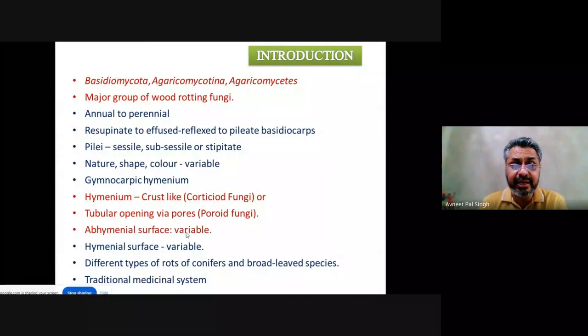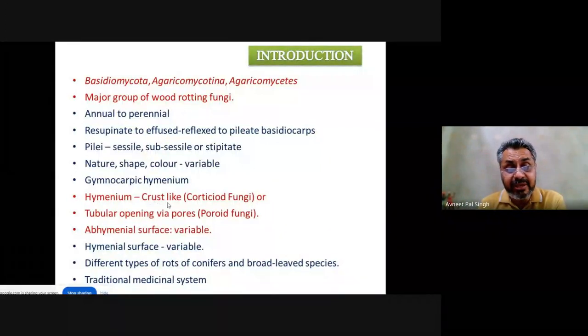There is one unique character which we need to mention over here, that is with reference to the fertile layer. In case of fungi, the layer which produces the sexual spores is termed the hymenium. On the basis of the degree of protection around the hymenium, different classes have been proposed. And in this group of fungi, there is no protection around the hymenium. So we term this gymnocarpic hymenium. And this is the group which we will be talking about today.